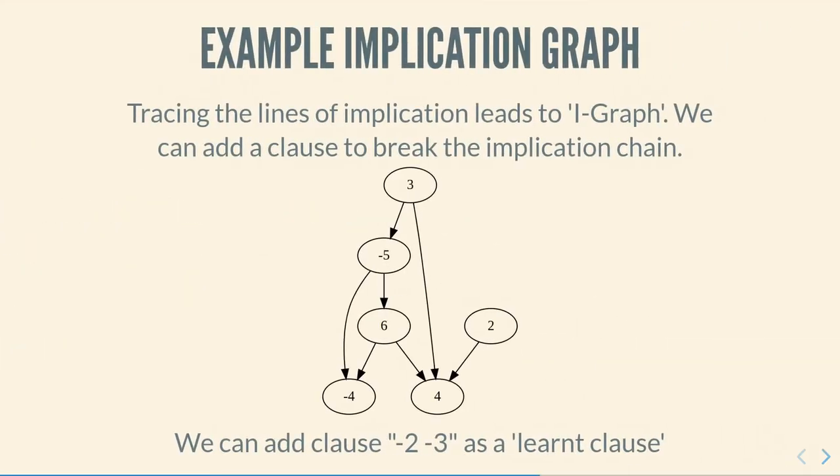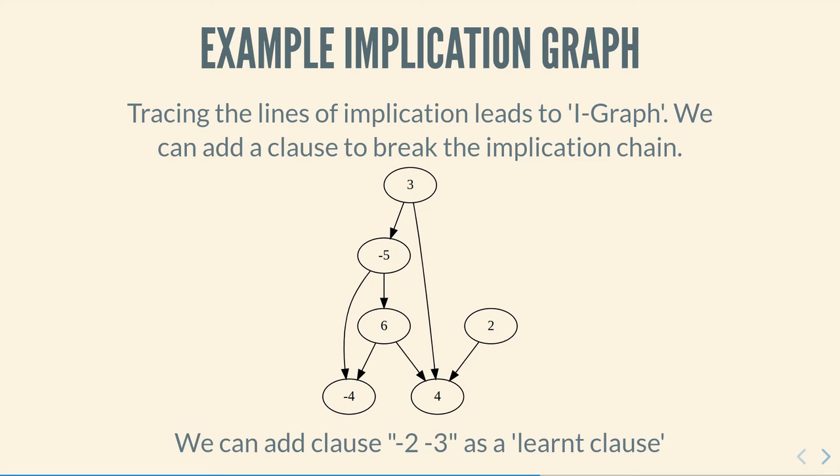So one of the things we can do is draw this thing called an implication graph, or an I-graph, right? So this is the exact I-graph of the chain that we came across before. If we assign variable 3 to be true, then that implies that 5 is false, and 5 is false implies that 6 is true, and 5 is false and 6 is true implies that 4 is false.